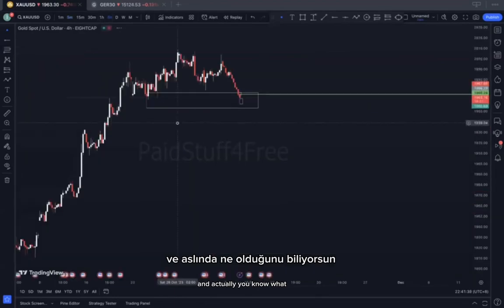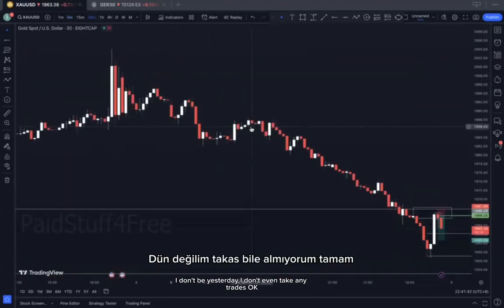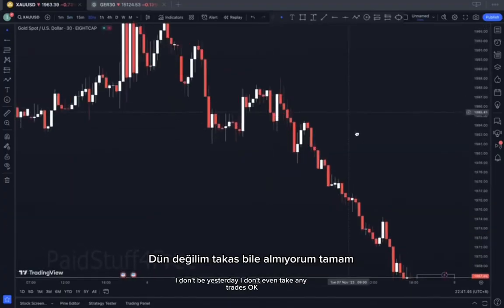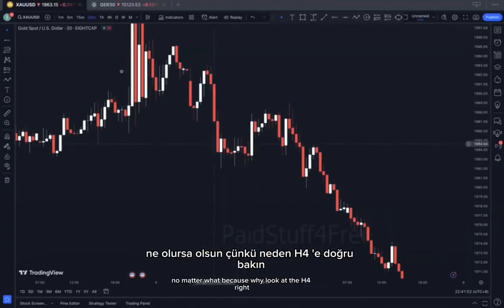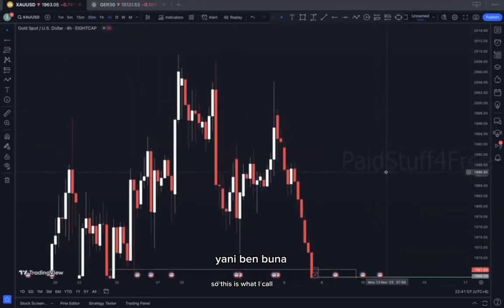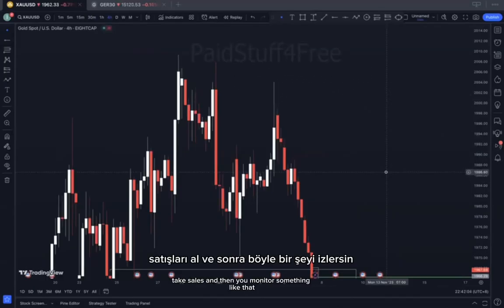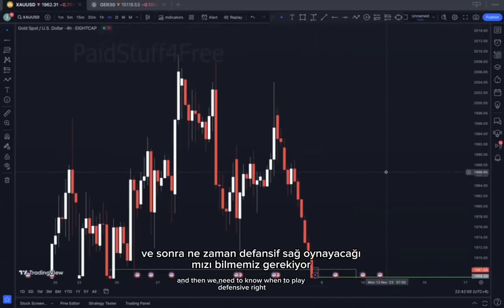And actually, honestly, when the price is right over here, yesterday I didn't even take any trades, except this one during Asia, because I know the price is going to create the sideways no matter what. Why? Look at the H4. This is what I call trading: it's not just about taking buys, taking sells, and then monitoring. Trading is about knowing when to play offensive, and knowing when to play defensive.